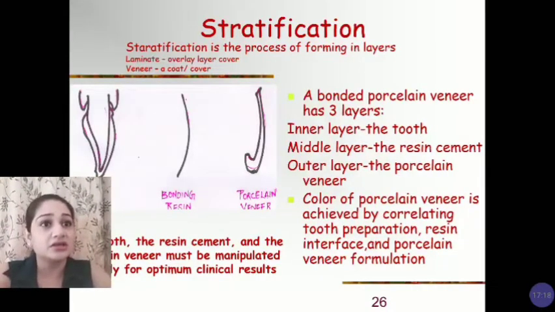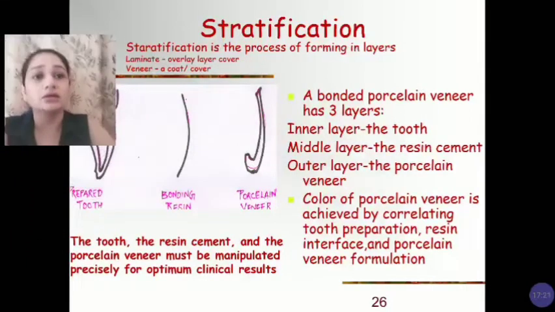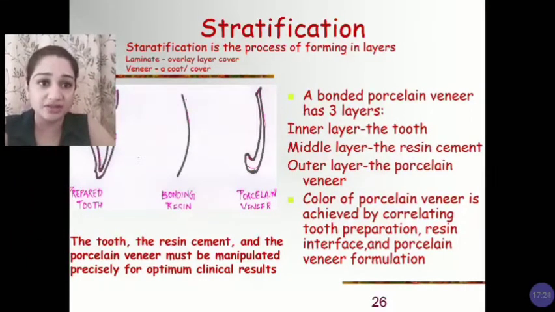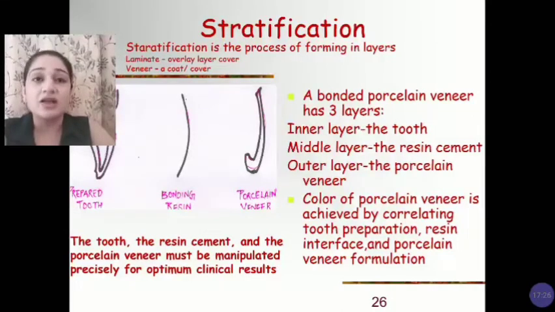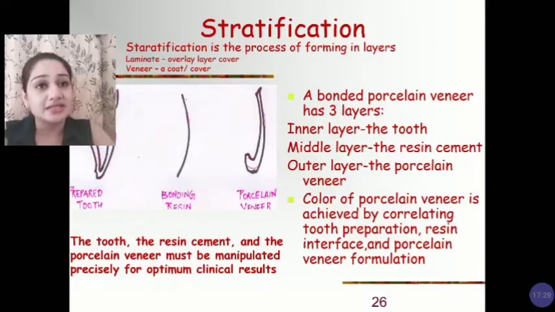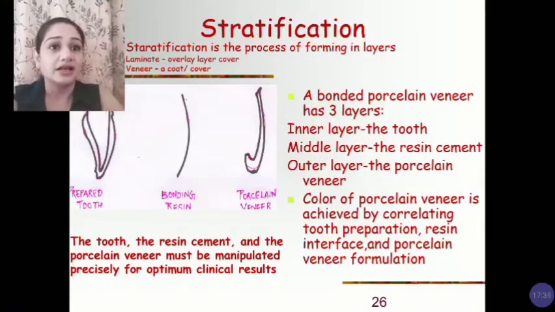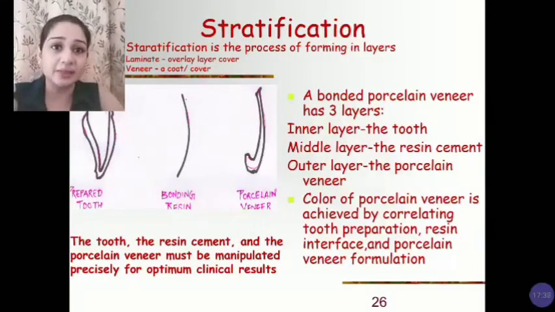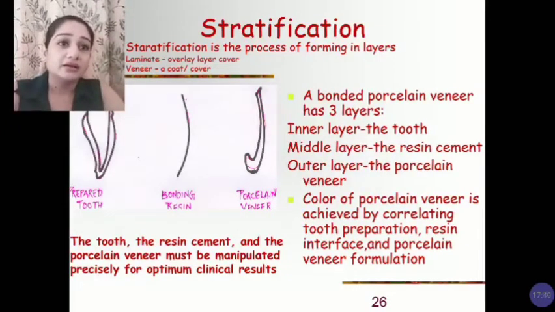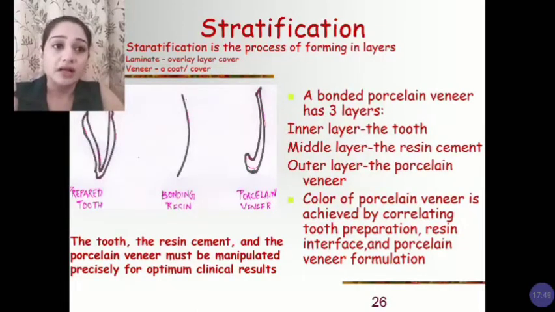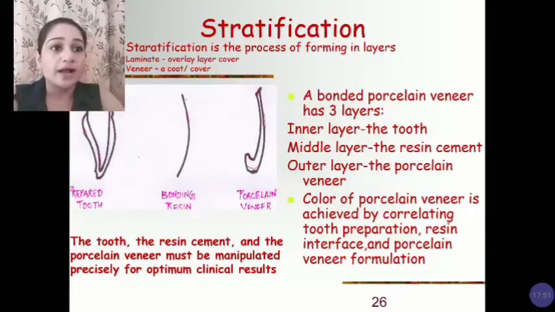In stratification, the tooth, the resin cement and the porcelain veneer must be manipulated precisely for optimum clinical results, and this is called stratification. A bonded porcelain veneer has three layers. The inner layer, that is the tooth. In the photo we can see the prepared tooth. The middle layer is the resin cement and the outer layer is the porcelain veneer. The color of the porcelain veneer is achieved by correlating tooth preparation, resin interface and porcelain veneer formulation.